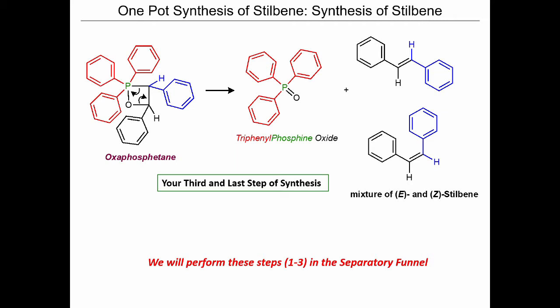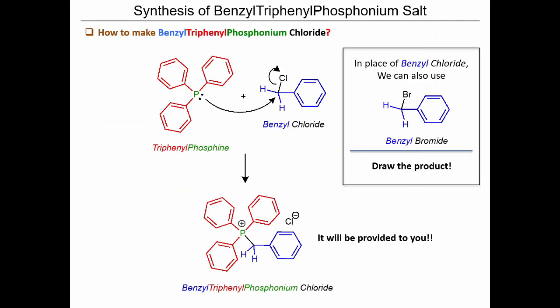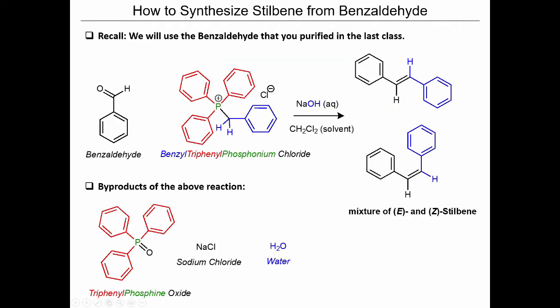What's very good about this synthesis is that it's a one-pot synthesis. So if I go back up, all we really do is we're going to be adding benzaldehyde, our Wittig reagent, sodium hydroxide, and dichloromethane into one separatory funnel, and the entire reaction should go through in this funnel.